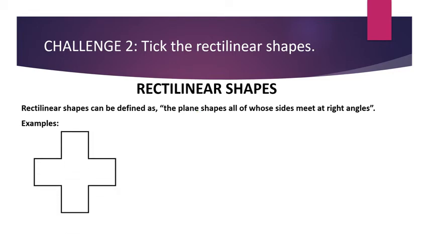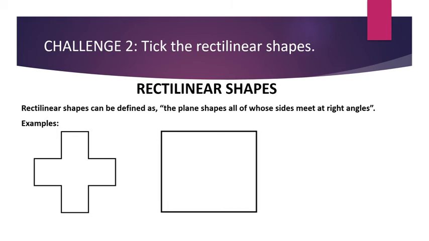this shape, you can see this shape has plane surface from all sides. Look here, and from all sides it is making right angle. Okay students, from this side you can see, from this side you can see, it is making right angle from all sides. From here, from here, from here you can see. Okay, this is a rectilinear shape.